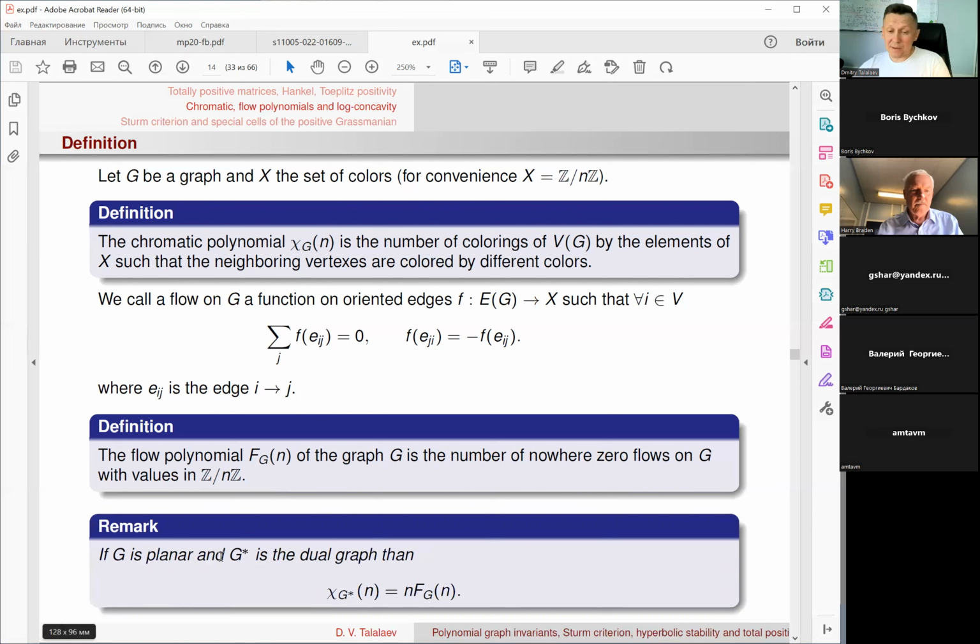If G is a planar graph and G star is its dual graph, then the flow polynomial and the chromatic polynomial are related by this formula. So just some dual object, but sometimes it's better to work with one of them, sometimes with another.